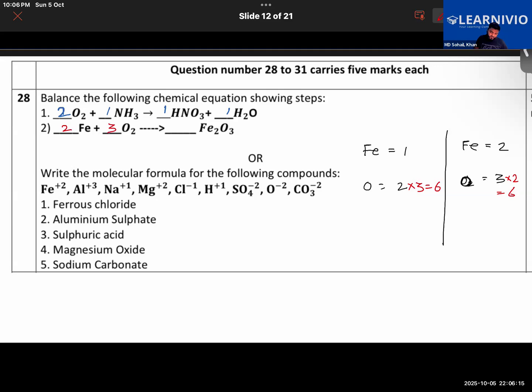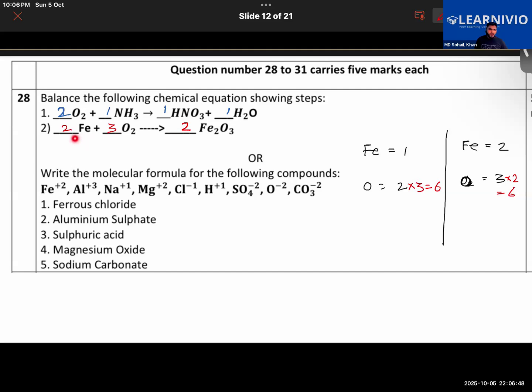And here we will have to put what? 2, right? Since you multiplied this with 2. Now this oxygen, you are multiplying it with 3, so you write the coefficient 3 here. But a new problem has occurred. Can you spot it? Has the number of iron changed? Fe is 2 in the second one.